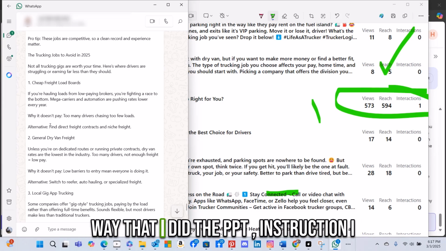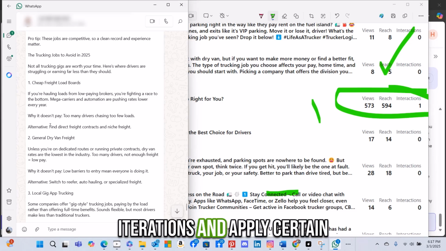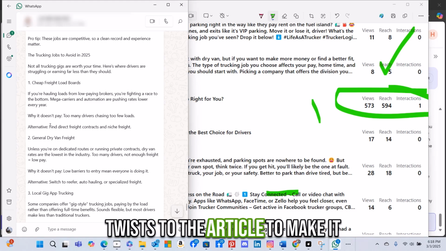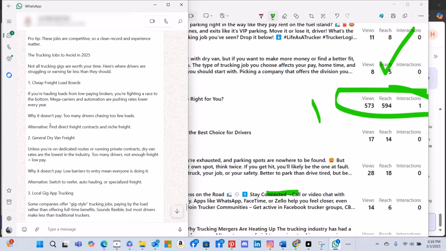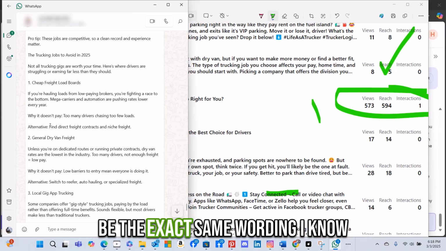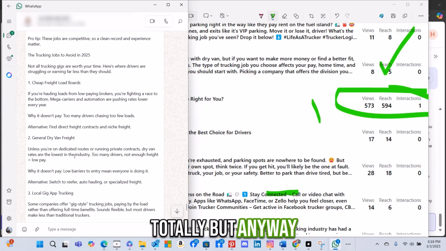So the instructions I gave the GPT make it go through certain iterations and apply certain twists to the article to make it unique. Even if somebody else came up with the exact same thing, it's not going to be the exact same wording. I know nobody is really going to come up with the exact same thing anyway, given the combination of things that I told you.